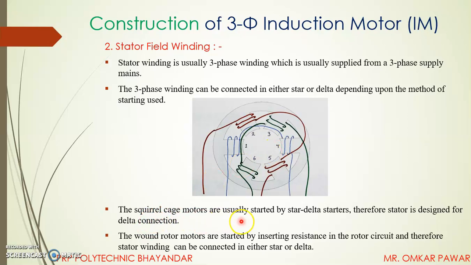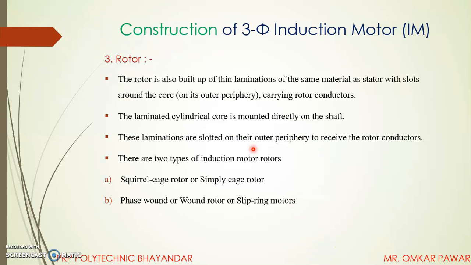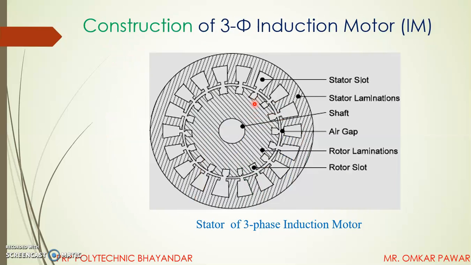The squirrel cage motors are usually started by star delta starters. Therefore, the stator is designed for delta connection. And the wound rotor motors are started by inserting resistance in the rotor circuit. Therefore, the stator winding can be connected in either star or delta. Next is the rotor. The rotor is also built up of thin laminations of the same material as the stator, with slots around the core, on its outer periphery, carrying rotor conductors. In this diagram, this is the rotor. The slots are created on this outer periphery of the rotor.